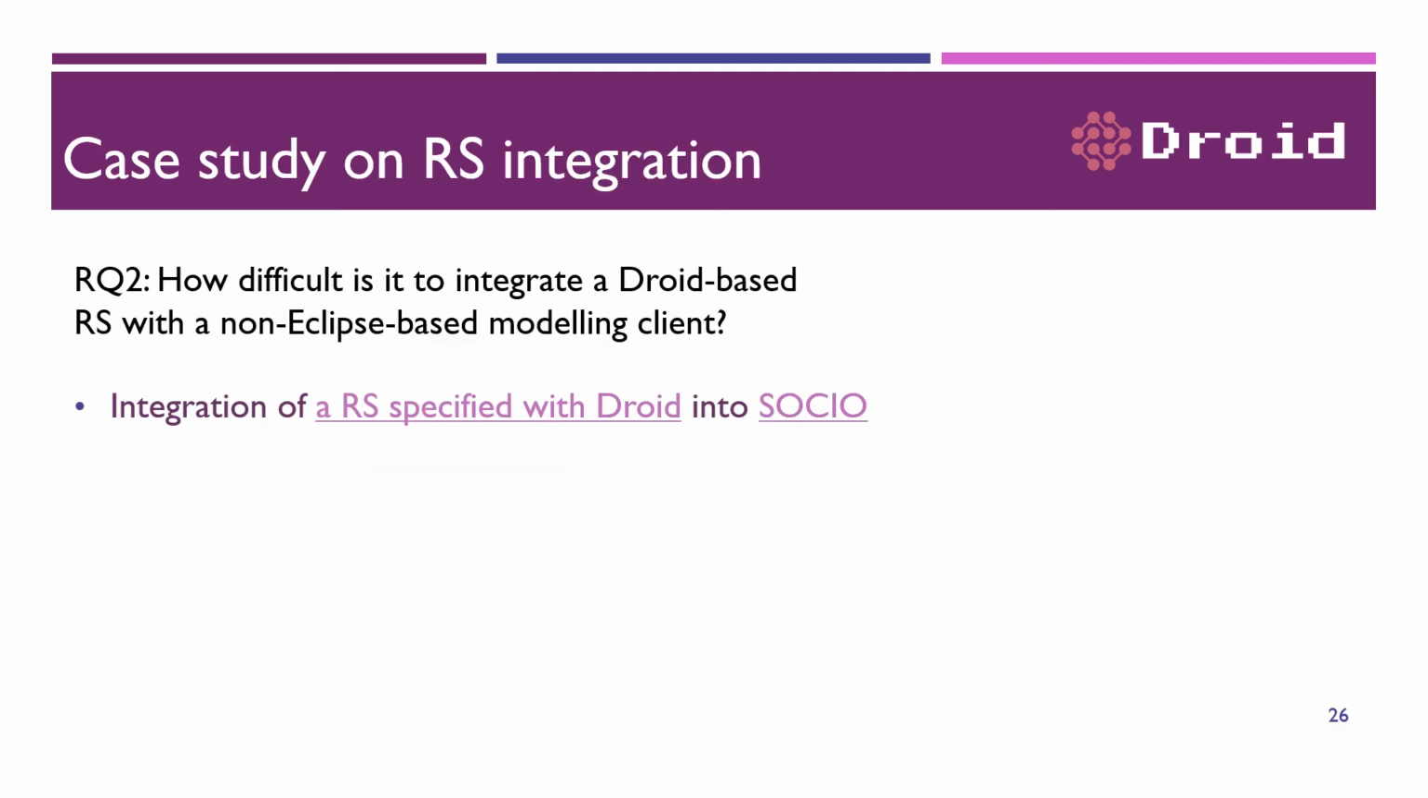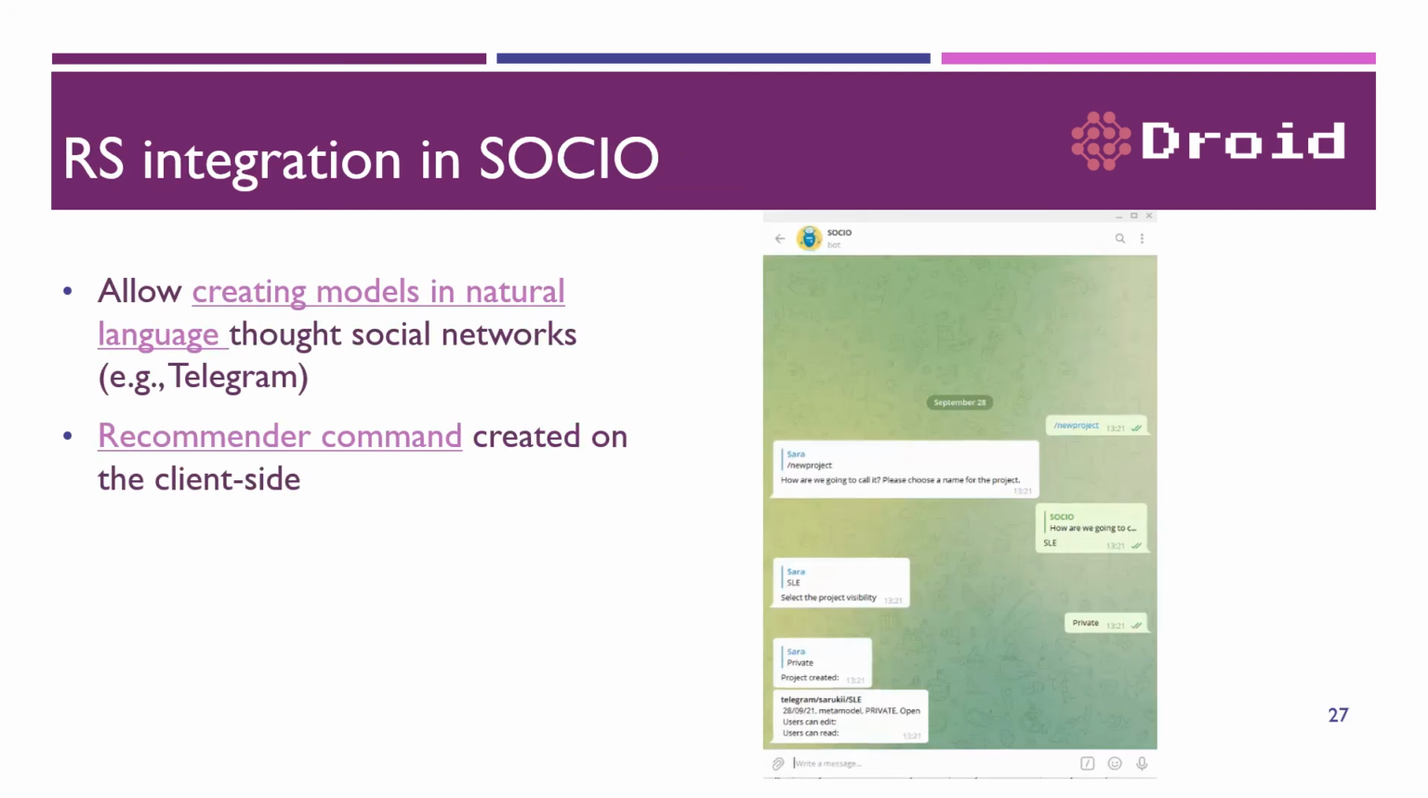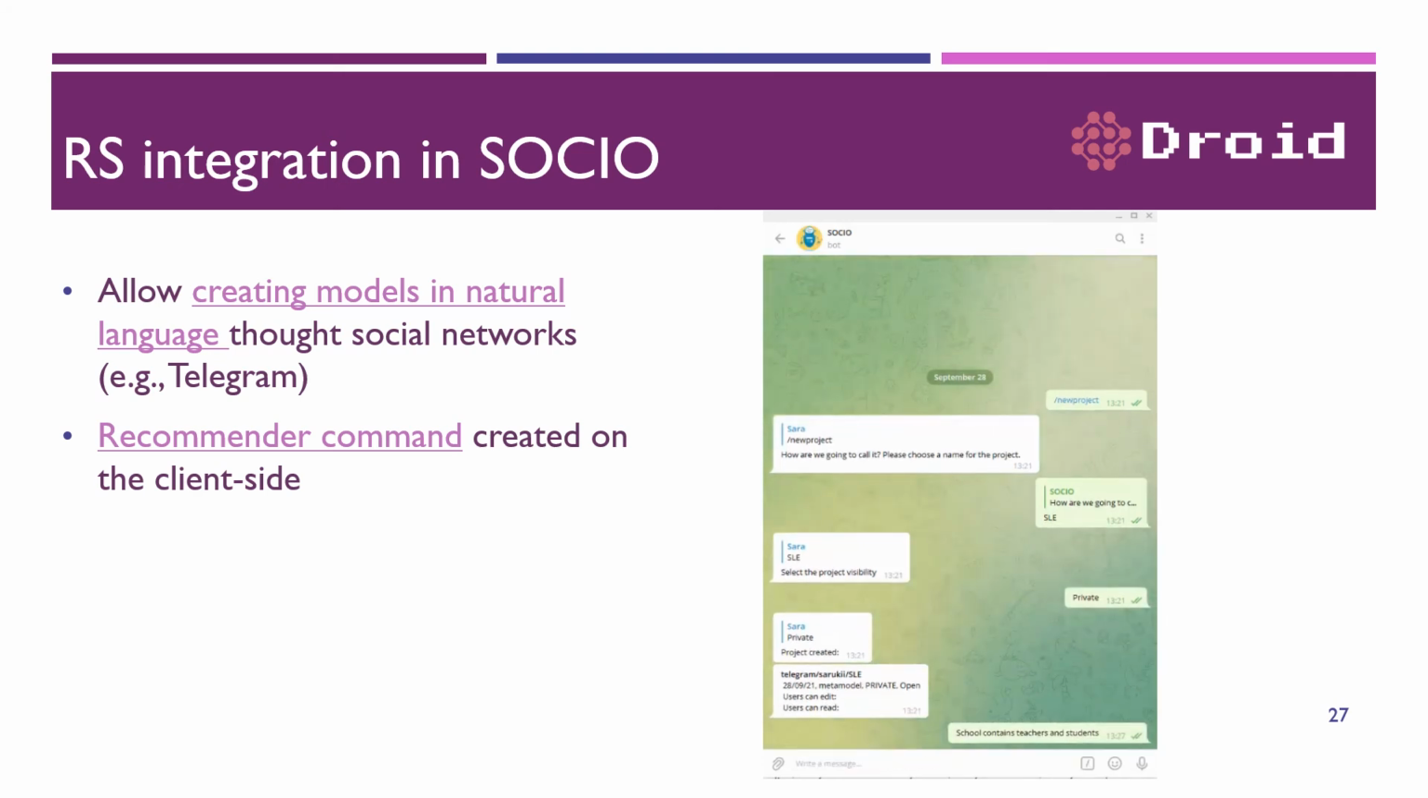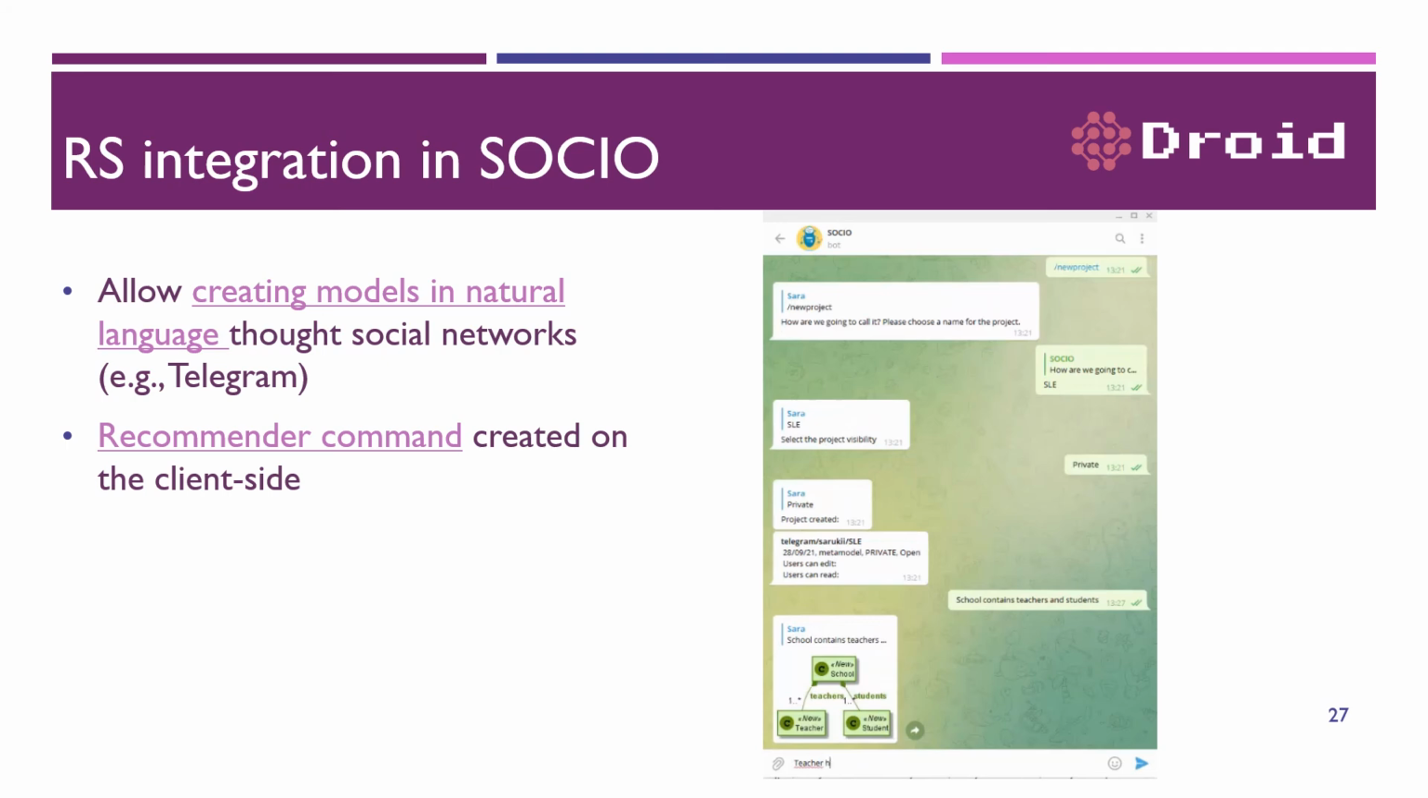For the second evaluation, we did a case study on recommender system integration. We performed this case study to answer the question, how difficult is it to integrate a Droid-based recommender system with a non-Eclipse-based modeling client. For this case study, we integrated a recommender system specified with Droid into SOCIO. SOCIO allows creating models in natural language for social networks such as Telegram or Twitter. In the video, we can see SOCIO in Telegram. SOCIO interprets the sentence and shows an image of the model.